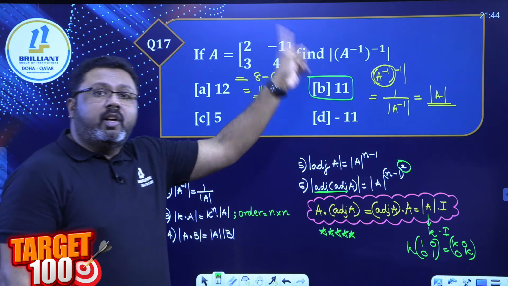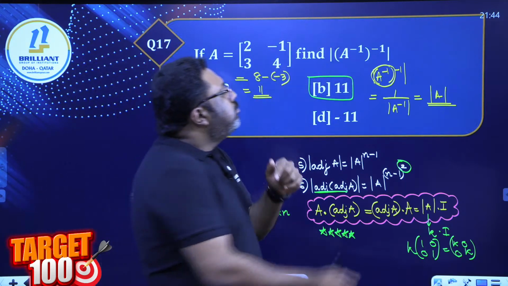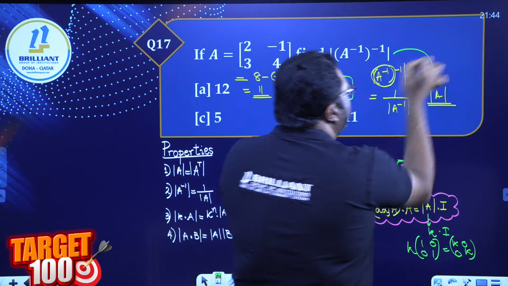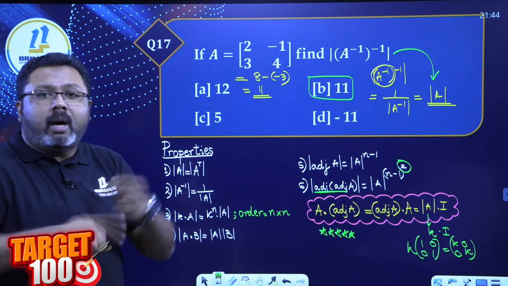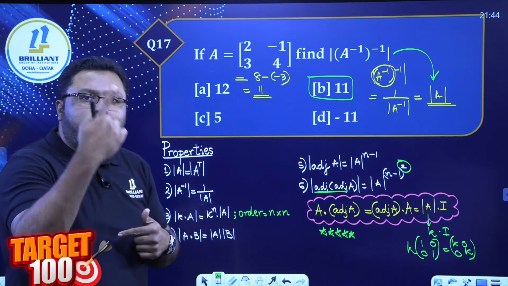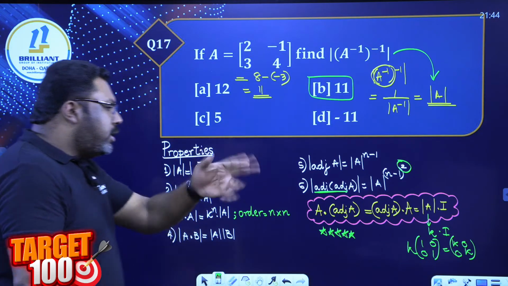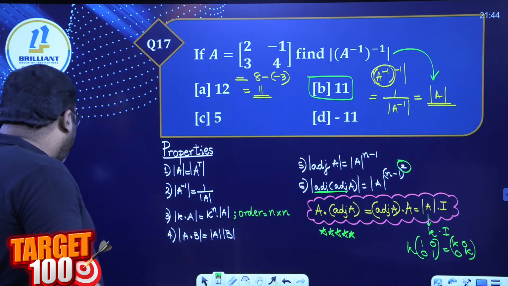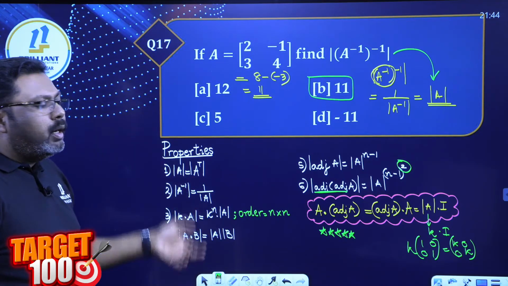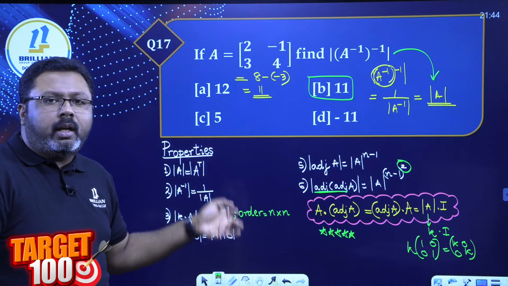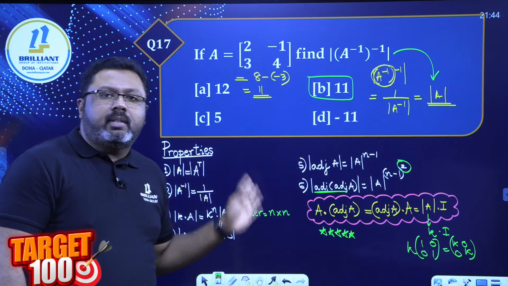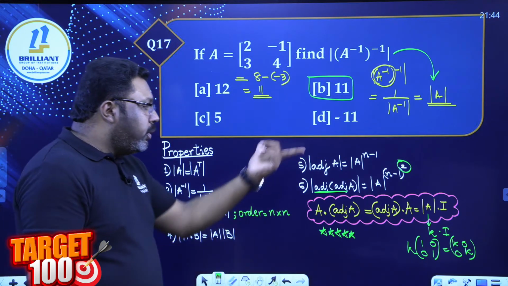Determinant of A inverse inverse. It's again back to determinant of A. Double inverse, so let's go back to the same determinant A. Right answer, all of you. Moving forward with the property based questions. One question from this property is like 95% chance of coming. One question from one of these properties.